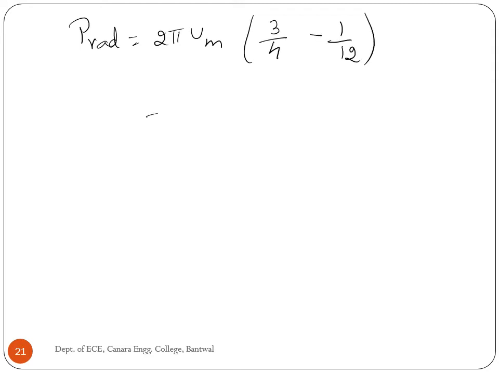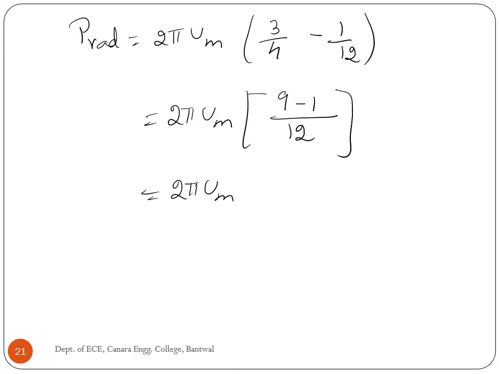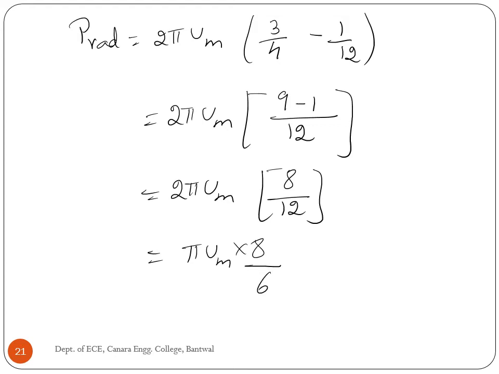Therefore radiated power is equal to 2 pi Um times (3 by 4 minus 1 by 12), which is 2 pi Um times (9 minus 1) by 12, 2 pi Um times 8 by 12, so pi Um into 8 divided by 6, so radiated power is equal to 4 pi Um by 3.